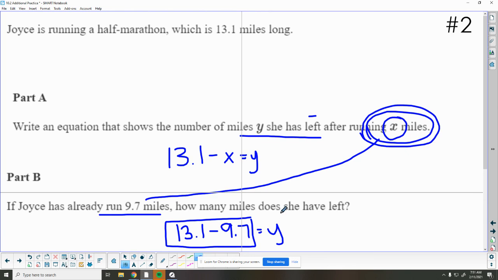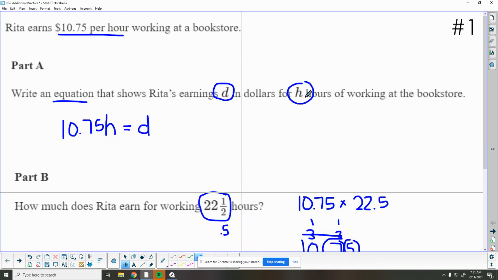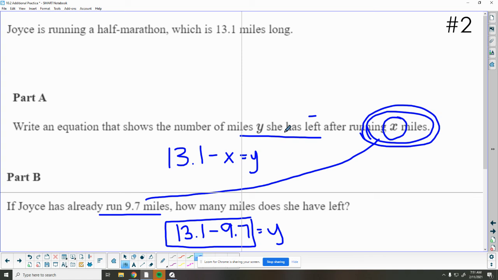I'm going to let you go ahead and try number 3 and 4 on your own. Think about what is happening. Are we multiplying, doing the same thing over and over again? Are we finding out what's left and we want to subtract? Are we getting more added on that we need to add to it? Think about what's happening in the problem, write your equation, and then it's going to give you something to plug into your equation and solve for. Go ahead and try those.